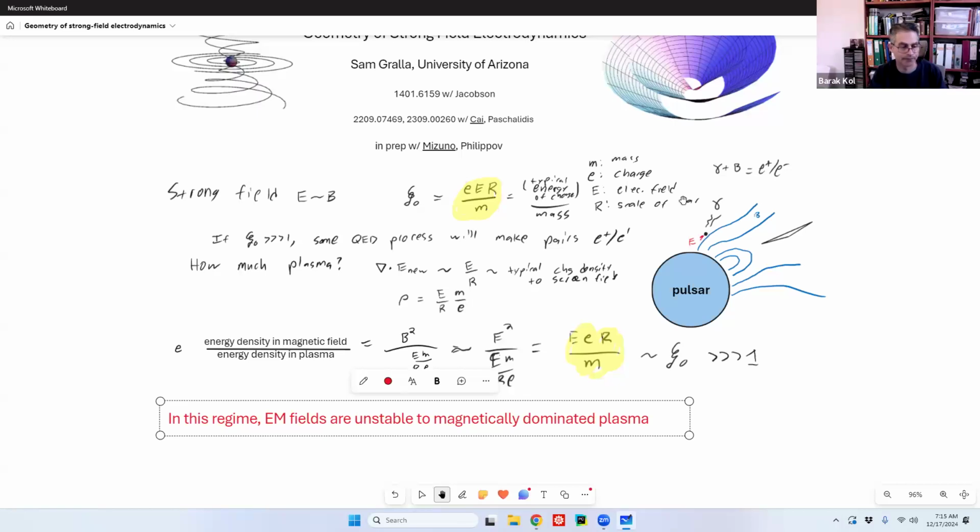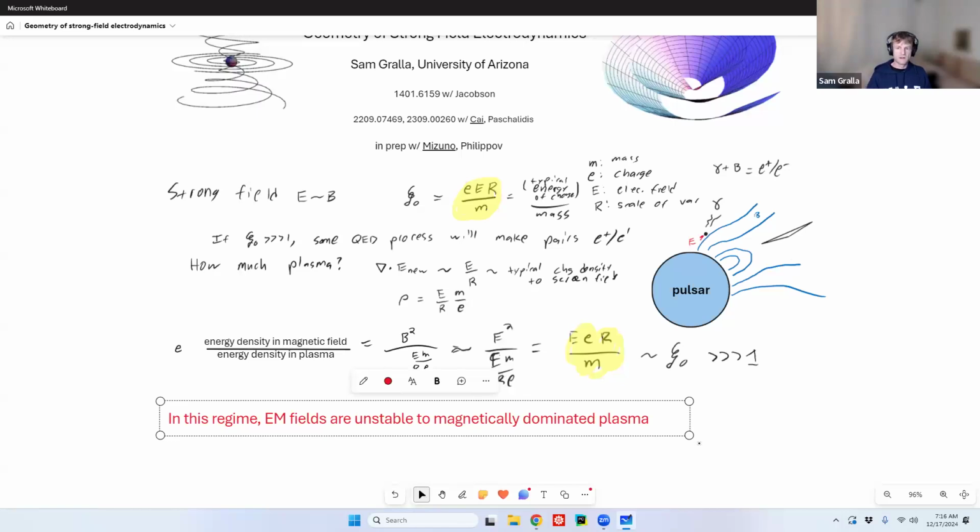Excellent. Thanks for the question. Sam, so small question. The bottom condition, this ratio between the energy density in the magnetic field and the energy density in plasma, is that equivalent to the force-free condition? Yeah, I'm going to move on to force-free now.